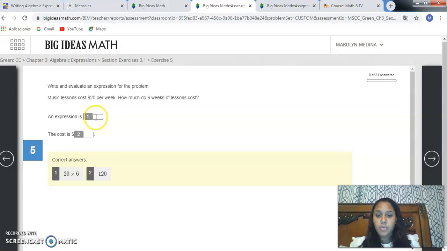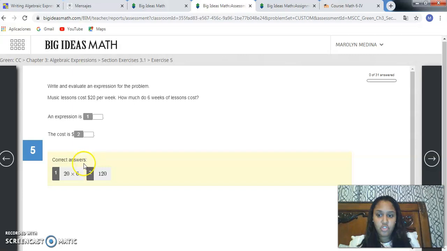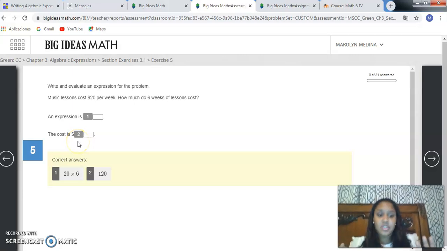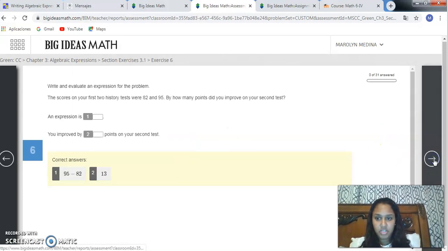The first thing I need to know, if I have the cost of 1 week and I want to know how much money I have to pay for 6 weeks, is what the operation is. As you might have thought already, the operation is multiplication. So what will my expression be? I multiply the amount of money I pay for 1 week times the number of weeks. So that will be 20 times 6. This is my expression. And then, what will be the cost? I solve the operation. 20 times 6, how much? 120. And that's it. I'm done.